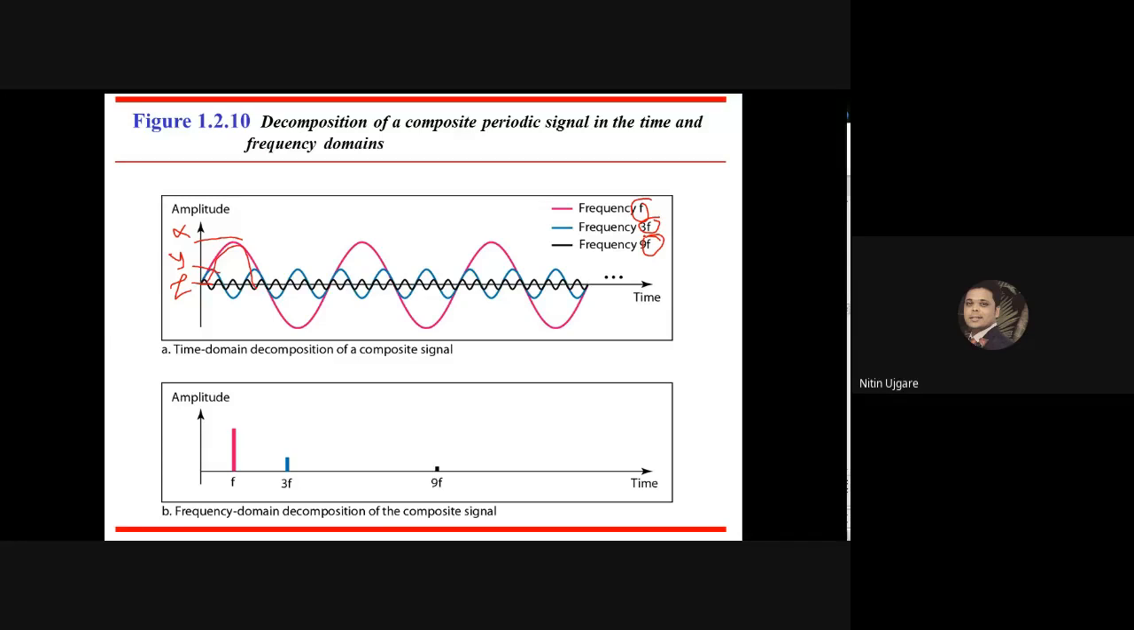So this is the time domain representation of the composite signal, and this figure shows you the frequency domain representation of the composite signal. We know the frequencies of each signal: the pink signal is f, the blue is 3f, and the black is 9f. So we have represented all three signals with their frequencies using a single spike each.